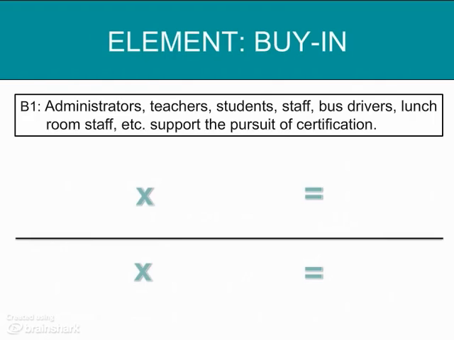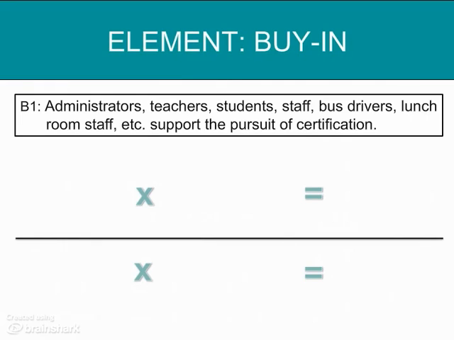We consider at least 80% to be a passing grade for buy-in, based on a staff survey completed early in the certification process. The Safe School Certification Program will provide the school with a survey and assist with tabulating the results. This 80% is based on the percentage of staff who actually completed the buy-in survey.